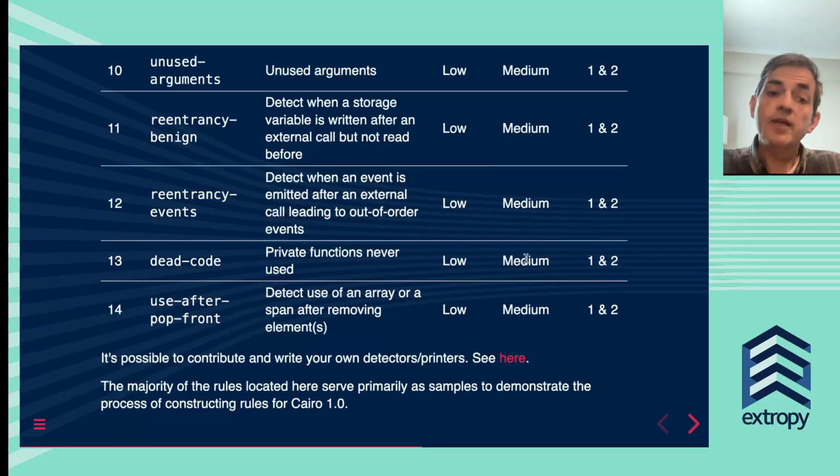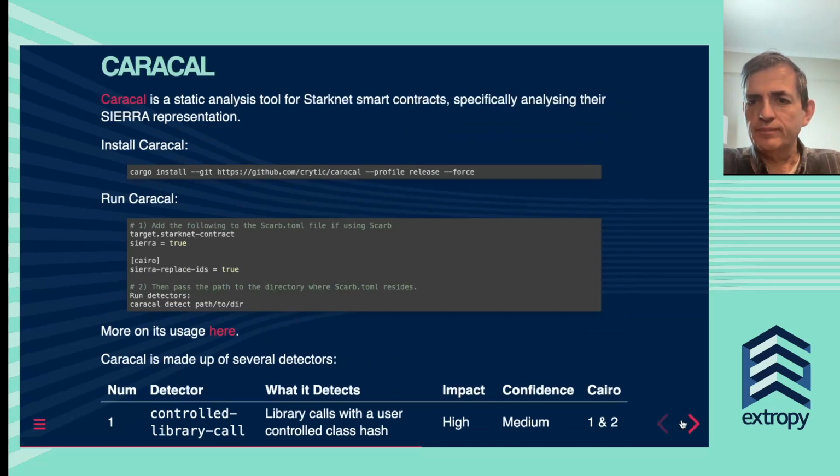Now, if you want to have extra detectors, then you can add those. There's a link there to details of how you can do that. I think the examples, though, are mainly around Cairo 1, so do be aware of that.